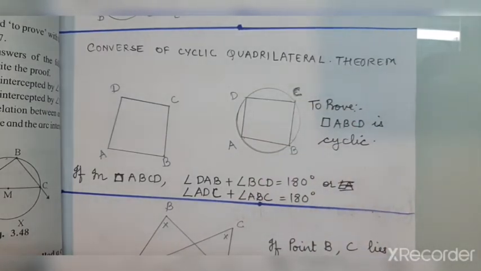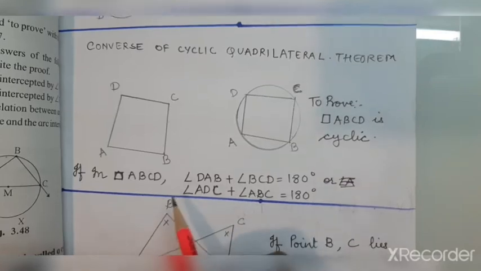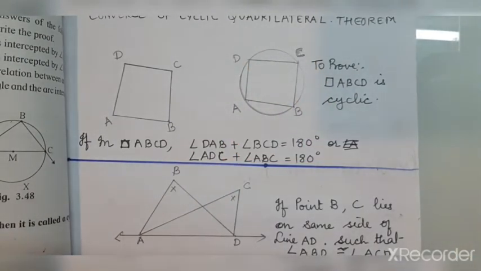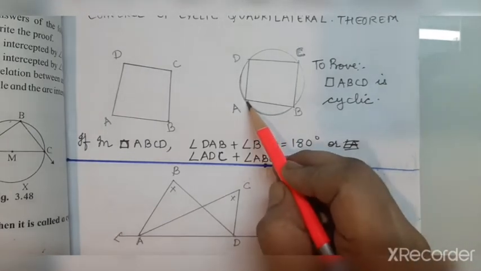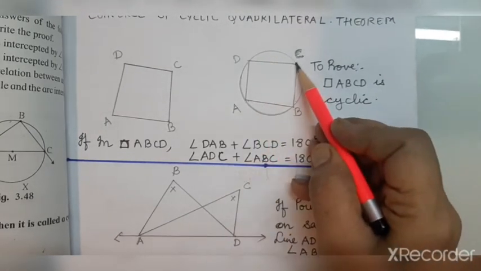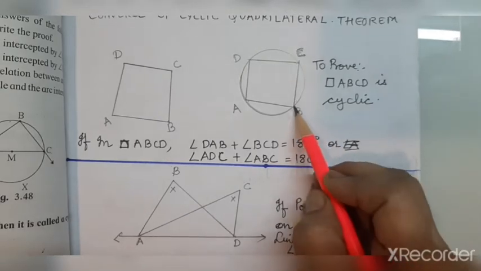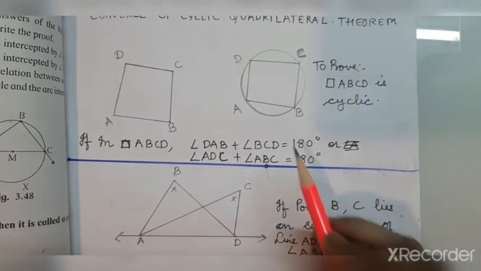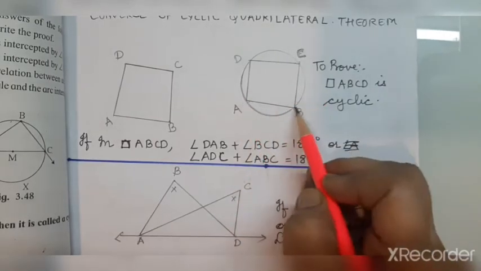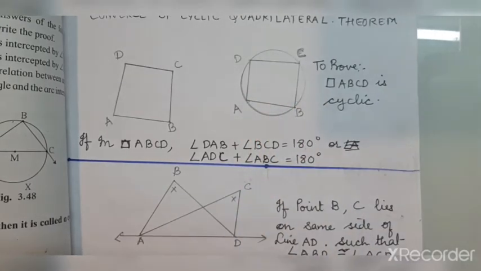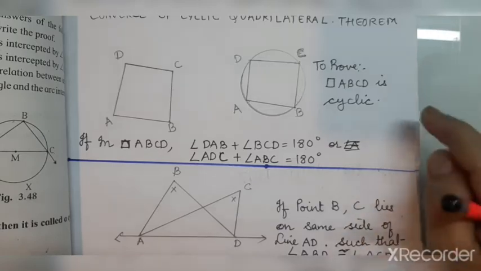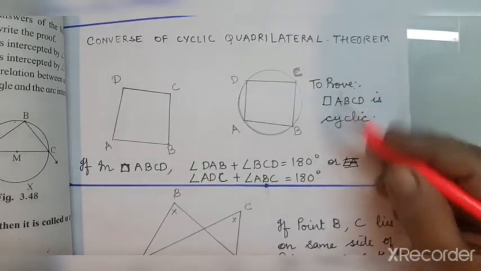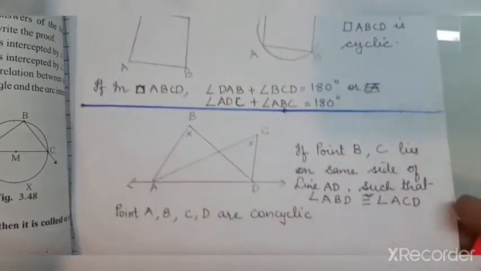Now what is the converse? The converse is, they have given that the opposite angles of a quadrilateral are supplementary. So they have given here angle A plus angle C equal to 180 degrees and angle B plus angle D is equal to 180 degrees. And we have to prove that the quadrilateral is a cyclic quadrilateral. So this becomes a converse. Again, this theorem also you have to solve, which is given in the textbook.